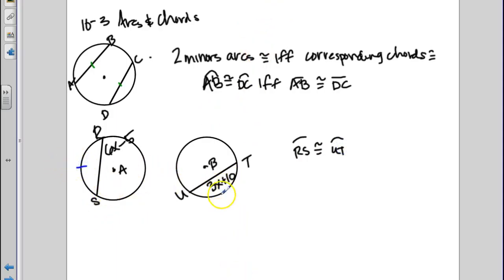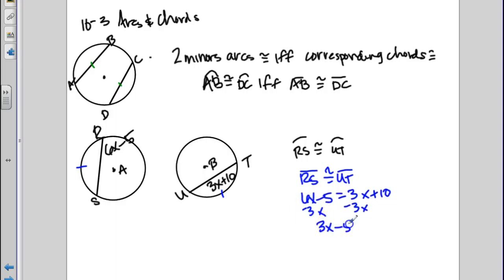All right, so knowing that those two arcs are congruent to each other, I know that these two chords, RS and UT, are exactly the same length, which means if I'm trying to solve for x or find the length of the chord, and let's do both, I will set these guys equal to each other. Since they're congruent, that means their measures are equal. So let's set those equal to each other and solve. So subtracting 3x from both sides, and then adding 5 to both sides, x is 5, and then taking 5 and plugging it into either one of these two. So let's plug it into UT. 3 times 5 plus 10 is 15 plus 10, or 25.